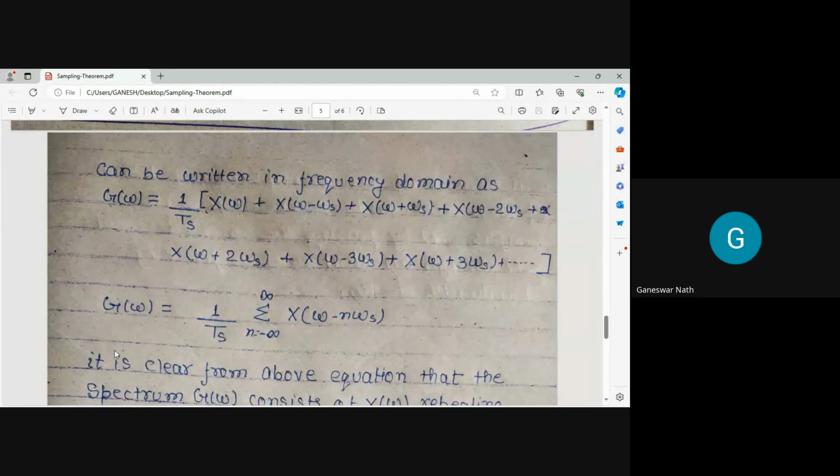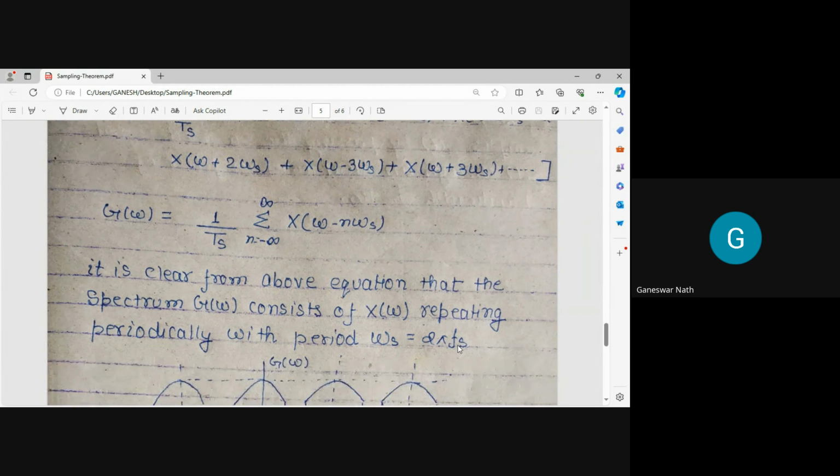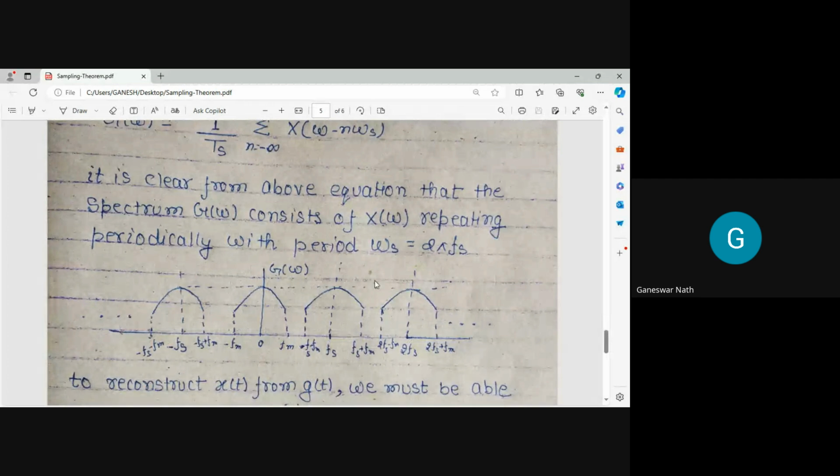Now in the frequency domain, we get G omega is equal to 1 by ts times the sum over n from minus infinity to plus infinity of X omega minus n omega s. It is clear that the spectrum in the frequency domain consists of the original spectrum repeating periodically with a period of 2 pi fs. You can see how the processing takes place on the signal.